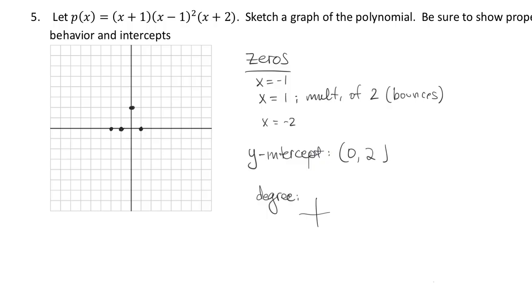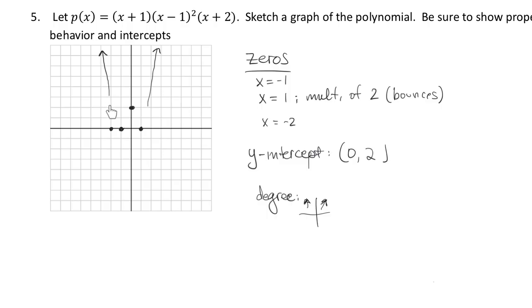Any even degree, remember, means the end behavior, the left side and the right side, are going to the same infinity, whether it's positive infinity or negative infinity. Since we have a positive leading coefficient of 1, both ends of the graph are going to positive infinity. So the left side is going up, the right side is going up.